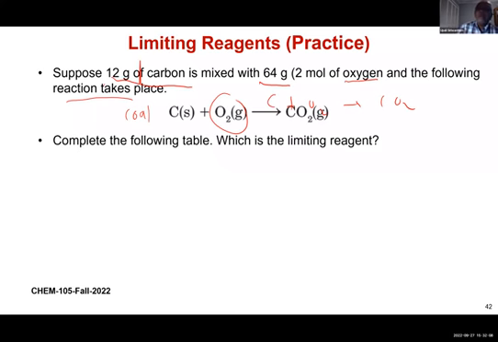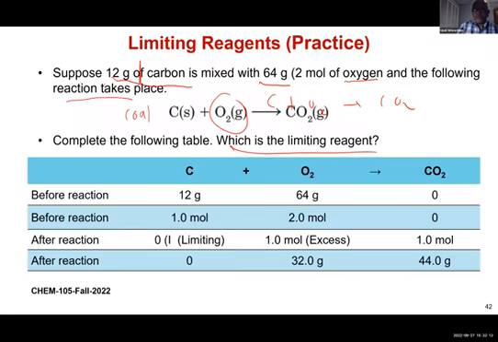Compare which is the limiting reagent. In this case, if you look at the molar ratio, it is 1 to 1 to 1. You start with 12 grams and 64 grams. This divided by 12, you get 1 mole. This divided by 32, you get 2 moles.